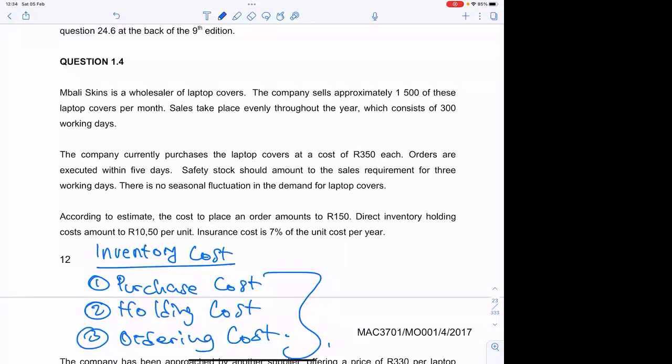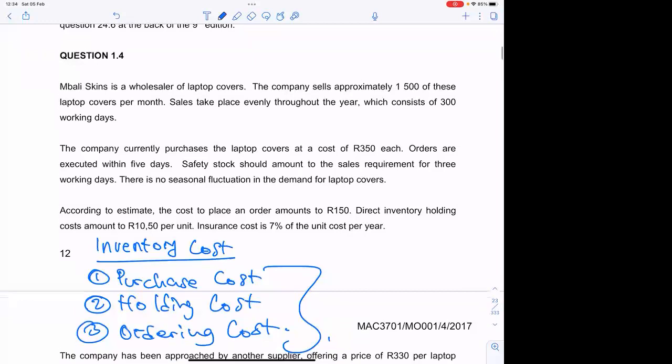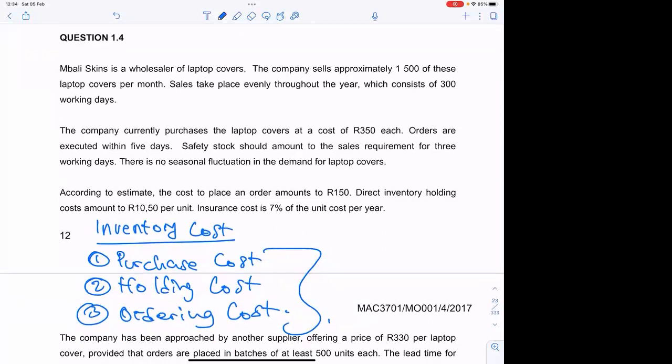So that question that you were asking to say, how do we calculate the safety stock together? We are going to see how to do it. And also there's another one that is called the reorder point. Right. Question 1.4. Let's go to 1.4.